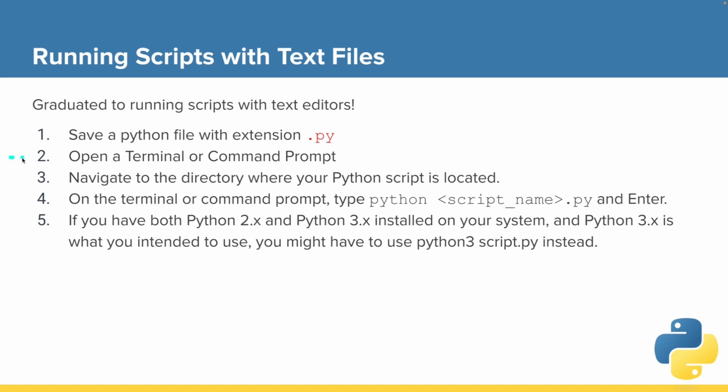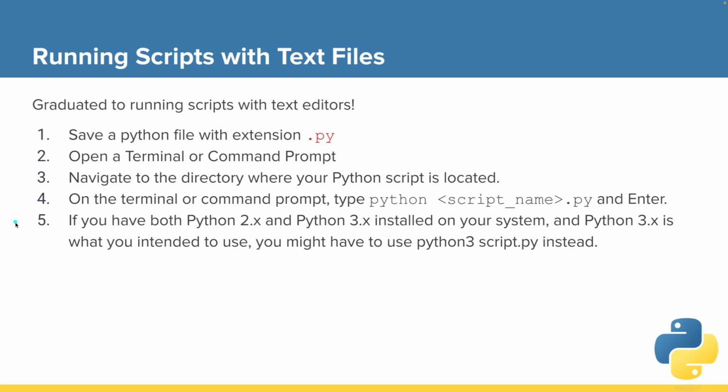We then want to open a terminal or command prompt, depending on if we are on Mac or Windows. I will show some examples of both. Then let's navigate to the directory where our Python script is located within terminal or command prompt so that we can execute the script from the location where it is. And then on the terminal or command prompt, we will type simply python followed by the name of our script file, which will have that .py extension. And then we'll hit enter, and that will run the script.